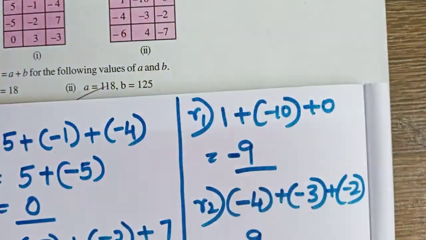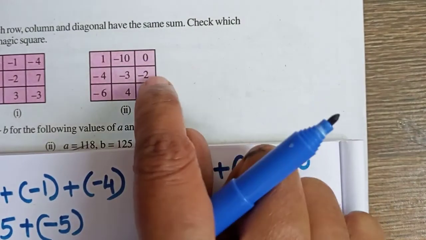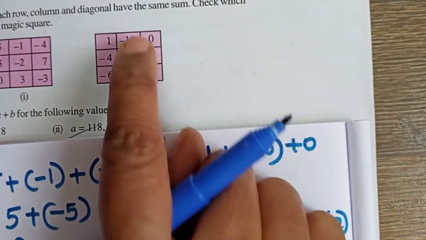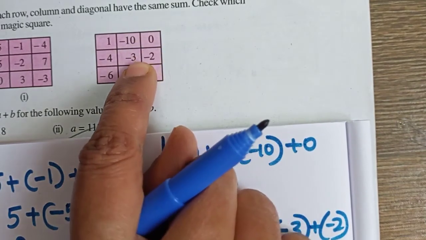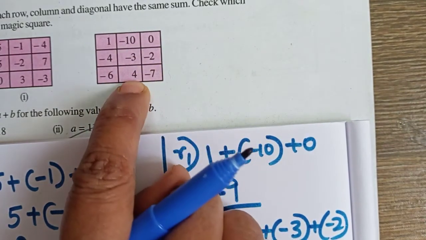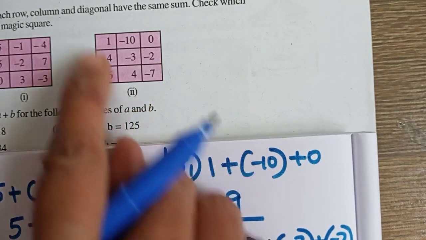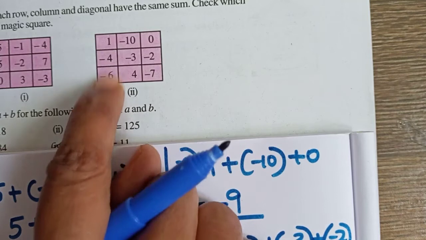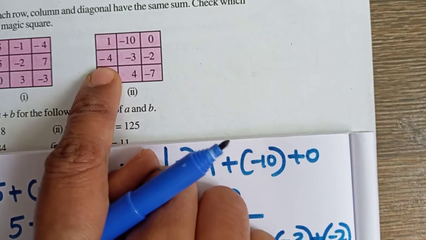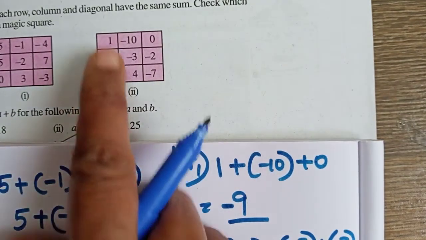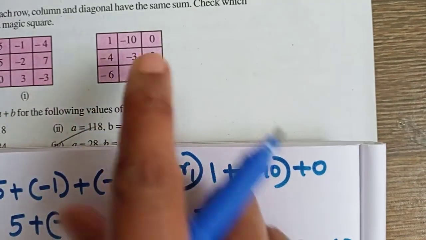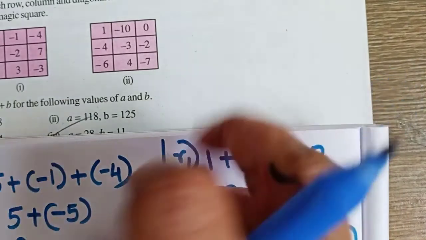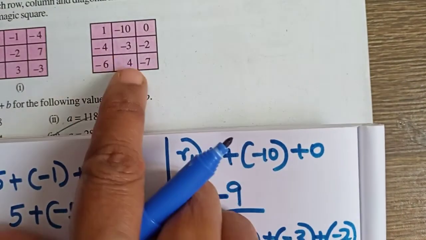Let me check the columns also fastly. 0 plus minus 2 plus minus 7. Minus 9. Okay. Then minus 10 plus minus 3 will give you minus 13 plus 4. This will also give you minus 9. Next 1 plus minus 4 plus minus 6. See, these both are having common sense. So minus 6 plus minus 4 minus 10. Minus 10 plus 1 minus 9. So all the rows, all the columns, however you add, you are getting a minus 9 here.